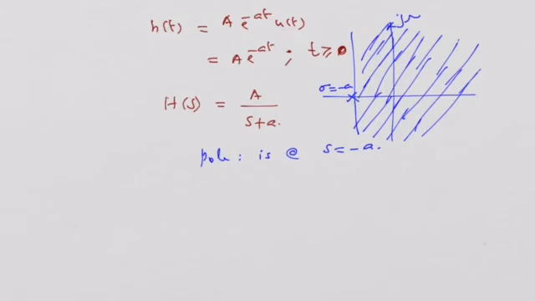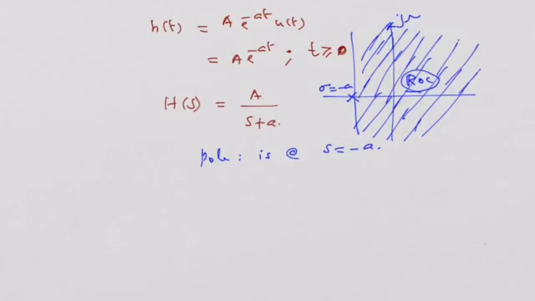So the pole lies on the left of the plane and the imaginary axis is included in the RoC. The RoC includes the imaginary axis, and the pole lies in the left half of the S plane. What is the first thing? I'll go to condition number 1, like this: the pole is at the left half of the S plane.